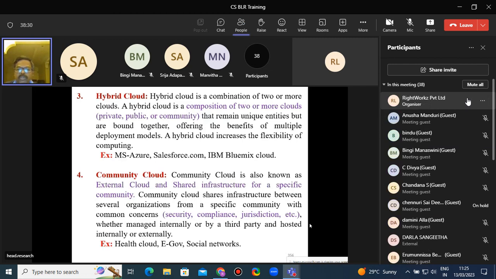Community cloud is also known as external cloud and shared infrastructure for a specific community. Community cloud shares infrastructure between several organizations from a specific community with common concerns like security, compliance, jurisdiction, etc., whether managed internally or third party and hosted internally or externally. Examples: health cloud, e-government cloud, social networks, etc.